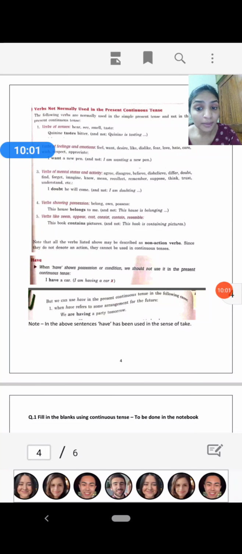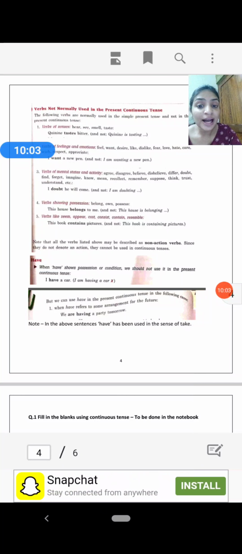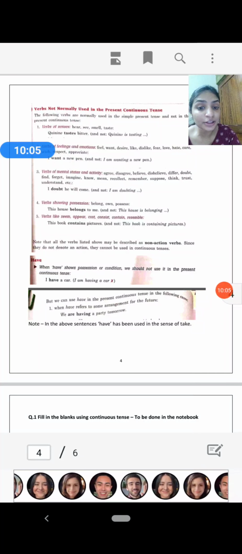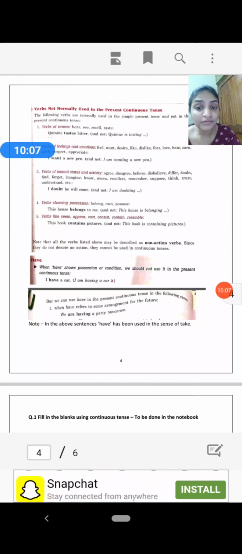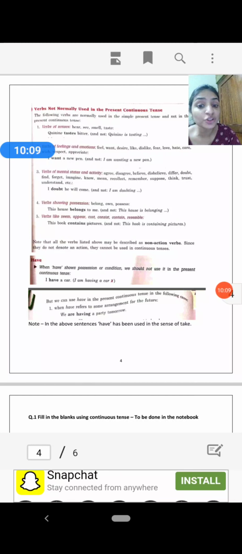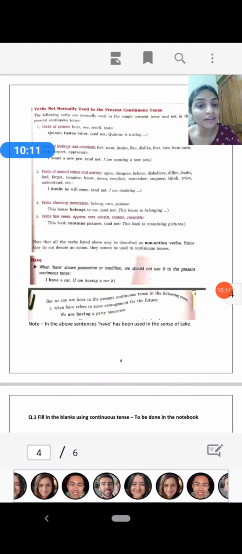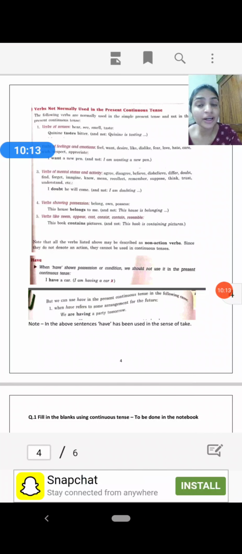Okay, but we can use have in the present continuous tense in the following case, when have refers to some arrangement for the future. Like we are having a party, we are having a child. So in that kind of condition you can use have.